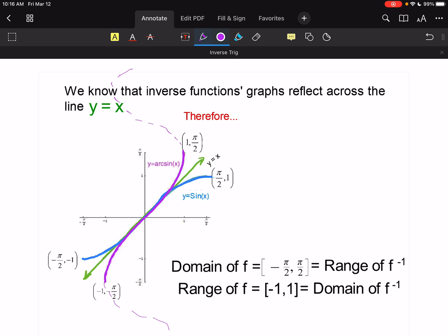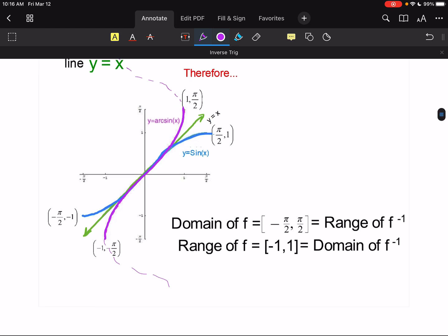So the domain of sine, so this is the sine, right? And remember, with inverses, we switch x and y. So we switch the domain and range from f to f to the -1, right? So the domain of f becomes the range of f to the -1, which would be the inverse. And the range, -1 to 1, becomes the domain of the inverse.